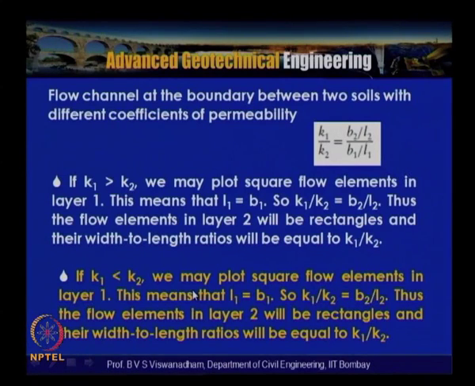If K1 is less than K2, we may plot the square flow elements in layer 1 similarly. This means that again the aspect ratio is 1 in soil 1, and so K1 by K2 is equal to B2 by L2. So the flow elements in layer 2 will be rectangles again, and the width to length ratios will be equal to K1 by K2.